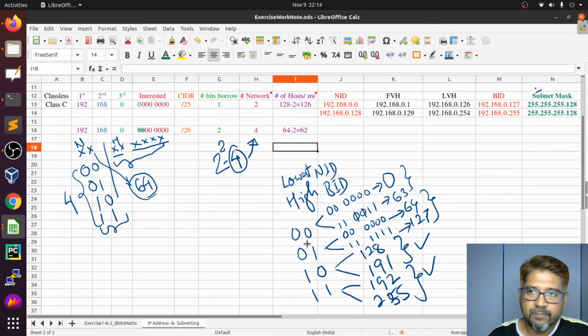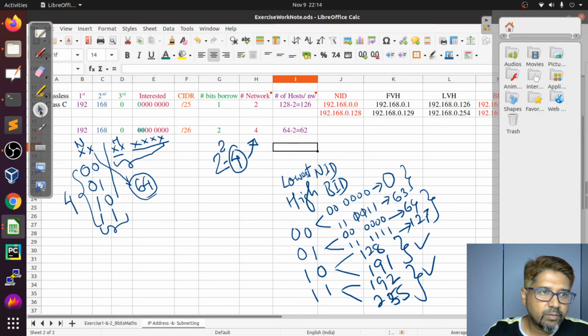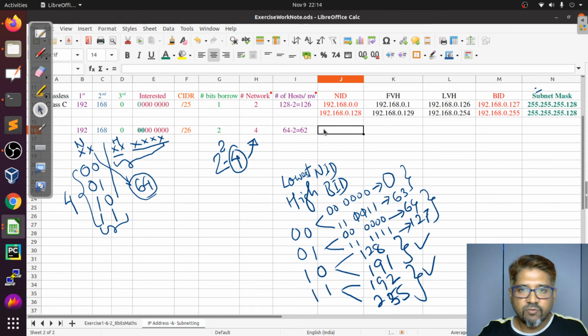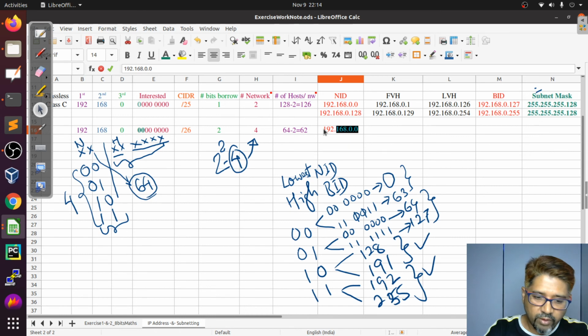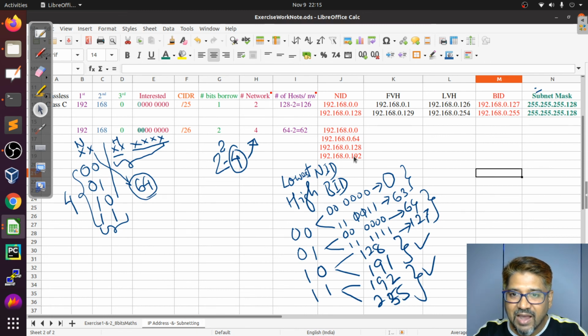Okay, so let's complete my table. So my first network will be 192.168.0.0. What will be my second network? 192.168.0.64. My third network 192.168.0.128, and my fourth network 192.168.0.190.